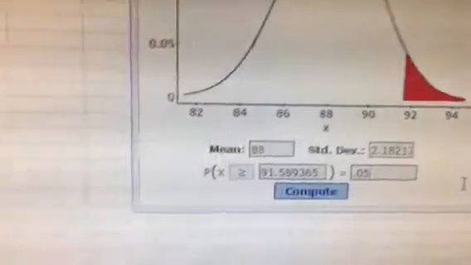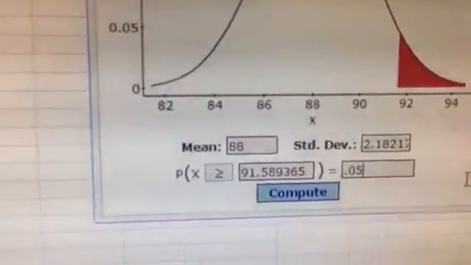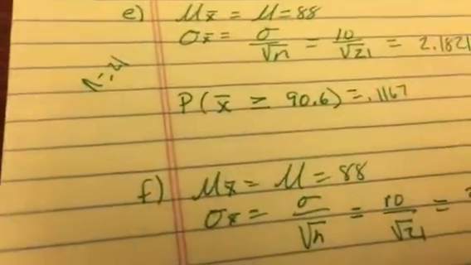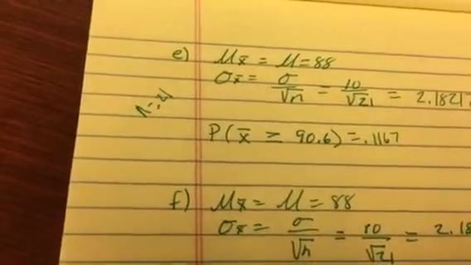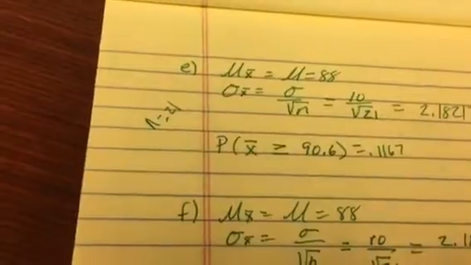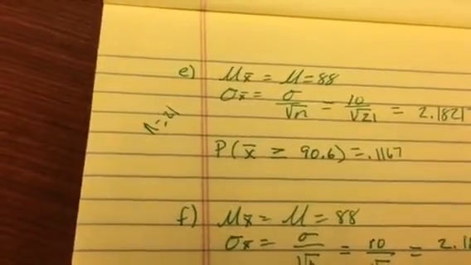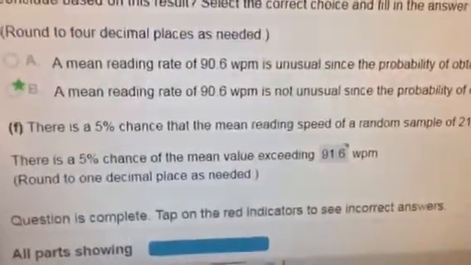And hit enter. And notice I get a score of 91.6. So our score is X. Whoops, where'd it go? So this would be 96. Whoops, that's not right. It would be 91.6. There we go. So 91.6. Okay, there is a 5% chance the mean value exceeds 91.6.